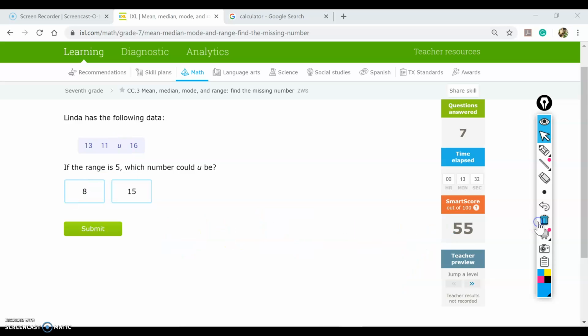Oh, you know what? I'm going to do this question, and this will be the last one. So Linda has the following data: 13, 11, U, and 16. If the range is 5, which number could U be? Well, the range is the difference between the highest number and the lowest number. So if I do that, the difference between the highest number and the lowest number needs to be equal to 5. Now, if you think about it, the highest number in this case is 16, right?